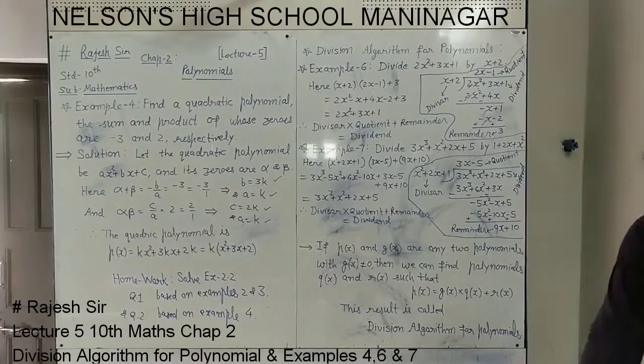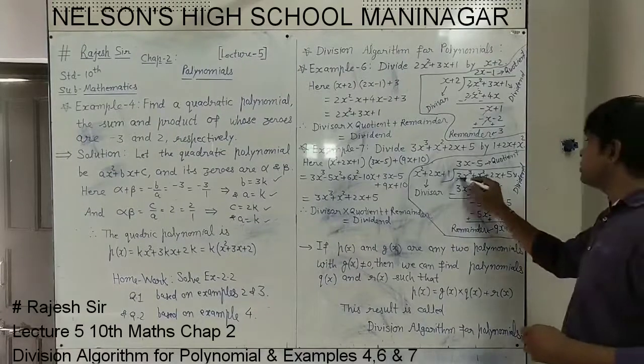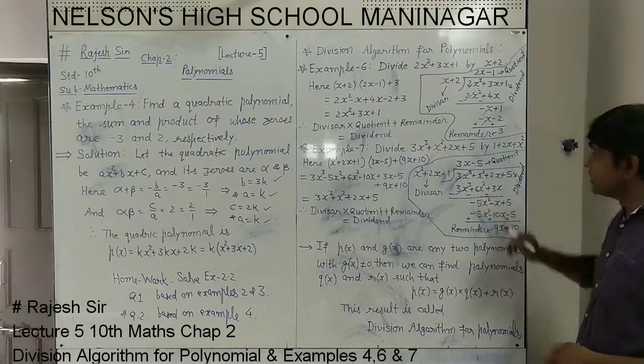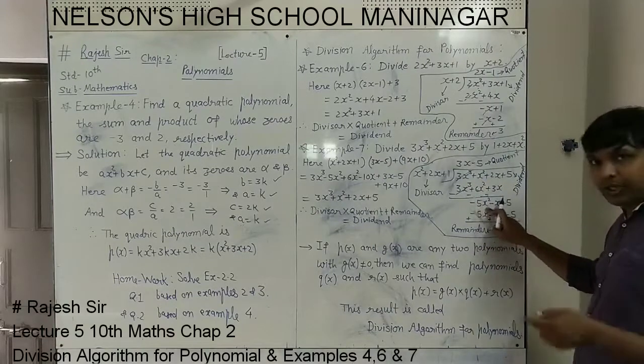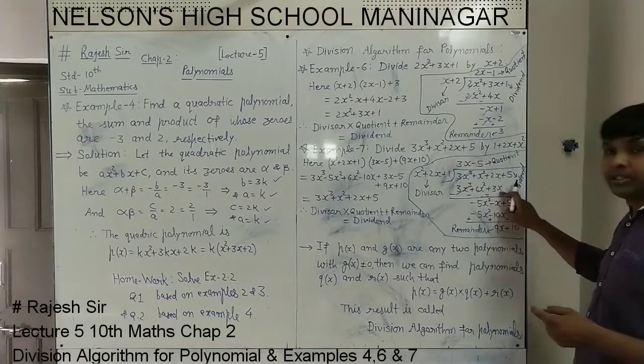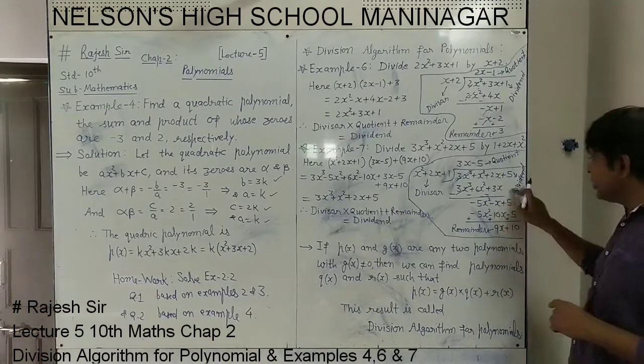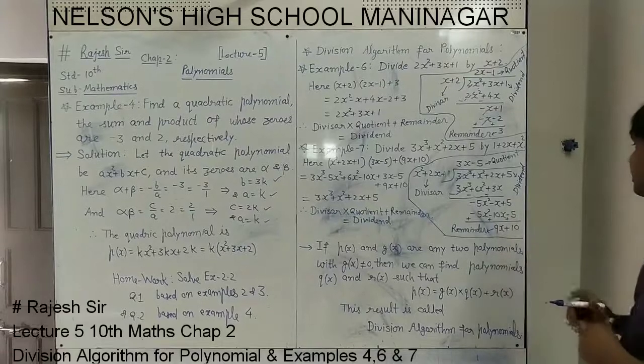Now, what will happen here? Plus 3x cube and minus 3x cube cancel. Minus 6x square and plus x square, it will be minus 5x square. Minus 3x and plus 2x, the remaining will be minus x, and plus 5 as it is taken.